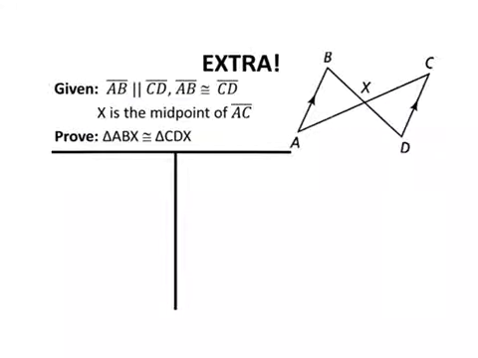All right, here's an extra problem. They tell us that AB is parallel to CD. They also tell us that AB is congruent to CD and that X is the midpoint of AC. And so we're going to write this proof together. So first step, we'll go ahead and restate our given. So if we have AB is congruent to CD, we know that this is congruent to this.